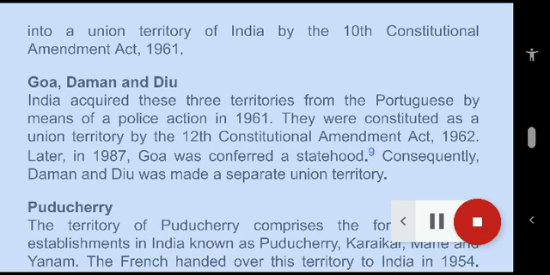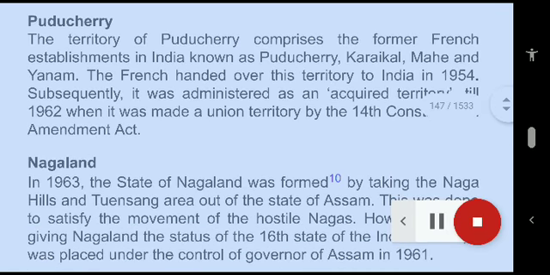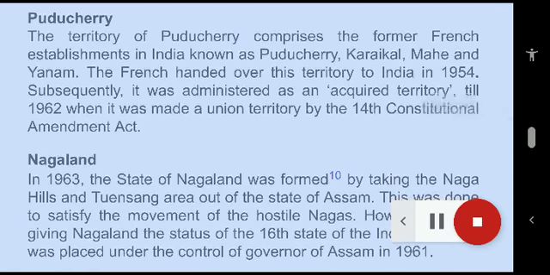Later, in 1987, Goa was conferred statehood. Consequently, Daman and Diu was made a separate Union Territory. Puducherry. The territory of Puducherry comprises the former French establishments in India known as Puducherry, Karaikal, Mahe and Yanam. The French handed over this territory to India in 1954. Subsequently, it was administered as an acquired territory till 1962 when it was made a Union Territory by the 14th Constitutional Amendment Act.